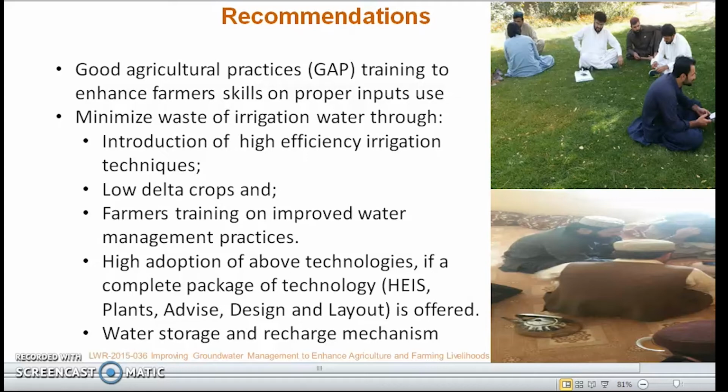Minimize waste of irrigation water through introduction of high efficiency irrigation systems, low delta crops, and farmer trainings to improve water management practices. We have experienced that high adoption of the above technologies is possible if a complete package of technology is offered. This complete package includes HEIS, plants, advice, and design and layout of the plot, like we have done in our interventions. So there is a high likelihood that farmers will adopt it easily.